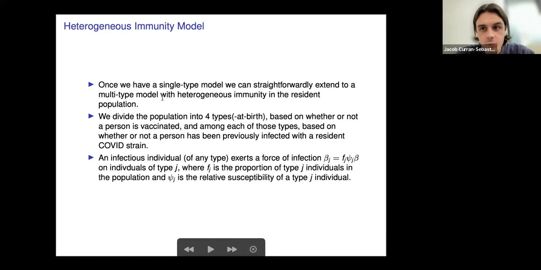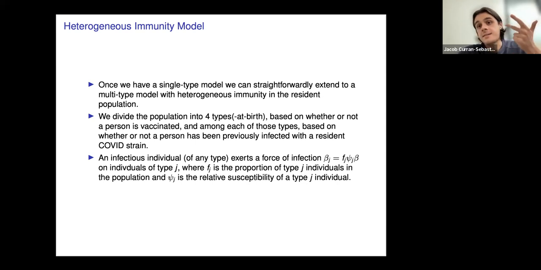So we can extend our model fairly straightforwardly to include this. And instead of having a single type model, we can have a multi-type model. So what we do is we divide the population into 4 types, or types at birth for people that are more familiar with the branching process language. So we get 4 types based on a person's immunity status. One type if someone hasn't been vaccinated or previously been infected, one type for people that have been vaccinated but not infected, one type for people that have been infected but not vaccinated, and then one type for people that have been both infected and vaccinated. So we get 4 types for a reasonably simple model.